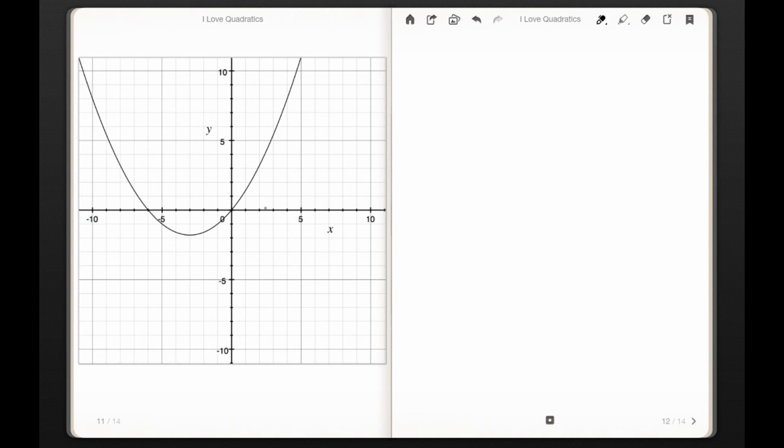So for this one, we're back to a graph where we don't know exactly what the vertex is going to be, but we do know, we can see that the roots are negative 6 and 0. We can tell that the x-coordinate of the vertex is negative 3 because it's going to be right between the two roots. But we don't know what the y value is going to be. So we're going to use root form. So the roots are negative 6 and 0. So we'll get x minus negative 6 is x plus 6. And x minus 0, which is just x.